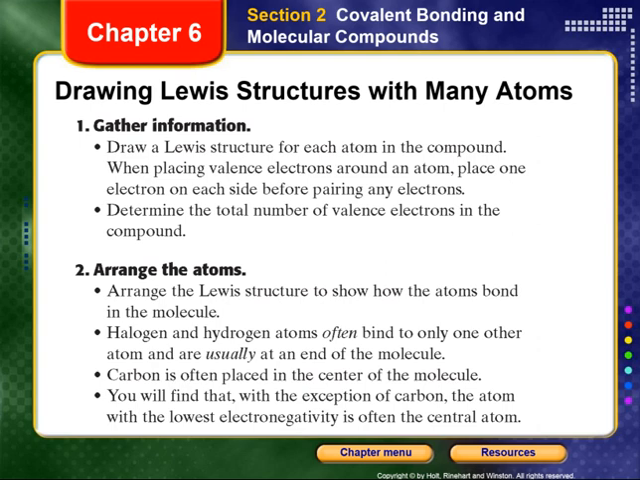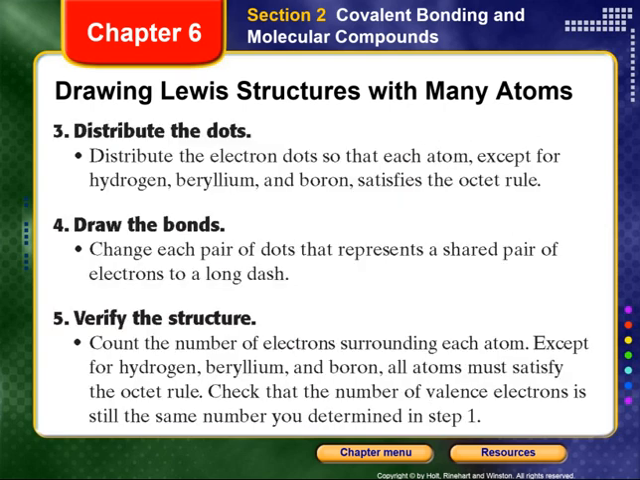Then, arrange the atoms. Arrange the Lewis structure to show how many atoms bond in the molecule. Now remember, halogens and hydrogen atoms often bind to only one other atom, meaning they only form one bond. And that means that they're usually at the end of a molecule, on the outside. Carbon is often placed in the center of a molecule. And you will find that, with the exception of the carbon, the atom with the lowest electronegativity is often the central atom.